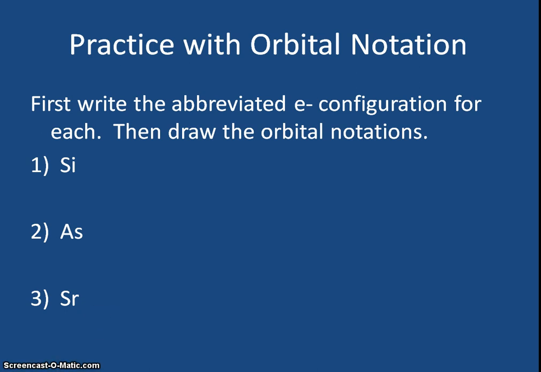So for silicon, you should have gotten the abbreviated configuration is neon in brackets, 3s2, 3p2. So when you draw your arrows, you should have one box for the 3s with 2 arrows, one up and one down. For the 3p, you should have 3 boxes, but since you only have 2 arrows, you should spread them out, so 1 arrow in 2 of the boxes, and then one of the boxes will just be blank.